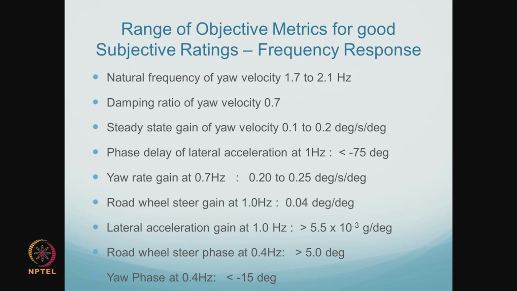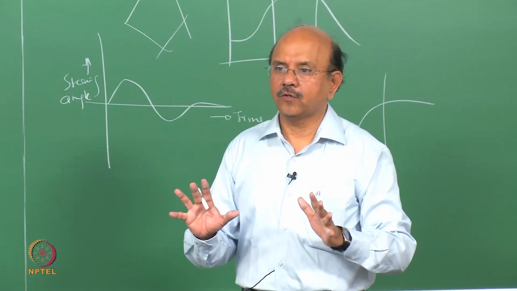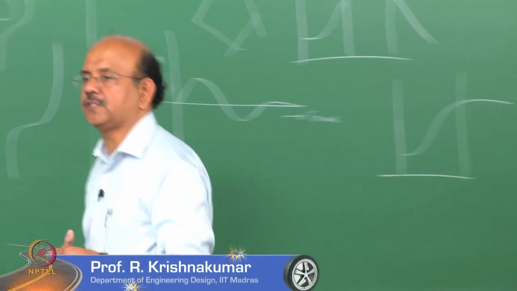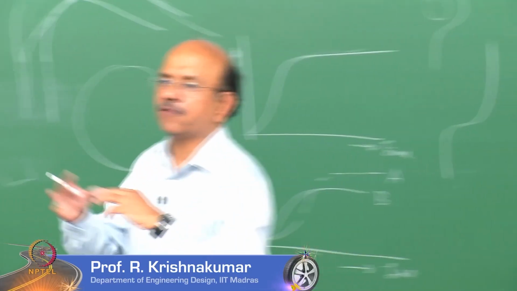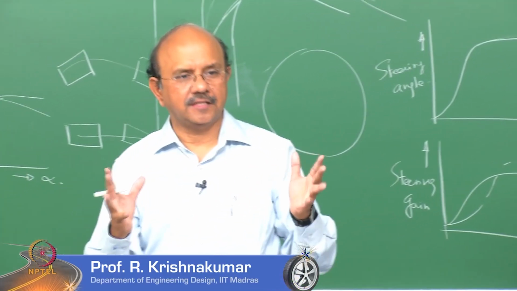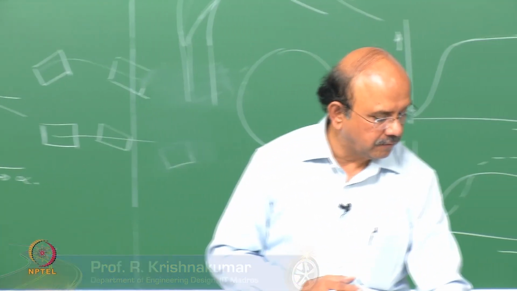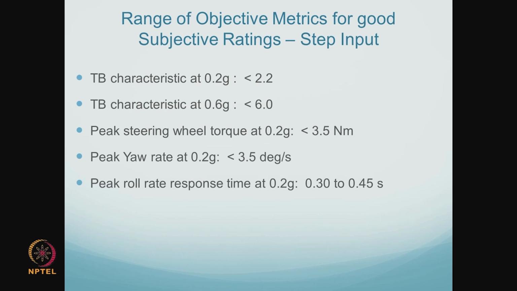I'll just leave this, maybe next class we will go through this again. You see that each one of them has a range, a greater-than or approximate value. So that's the importance of the study, that it gave a sort of numbers for designers. What should be your aim? Where should you stand if you want to get a good car whose handling characteristics are good? That is the importance of the study.